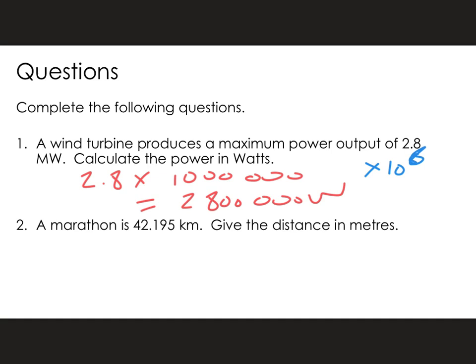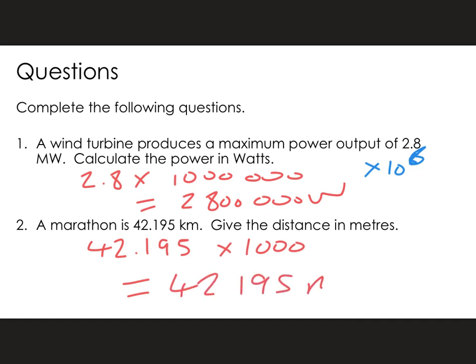The next example is saying that a marathon is 42.195 kilometers. I want you to give the distance in meters. So if you remember back to the previous table on the previous slide, the kilometer is 1,000 meters. So I need to multiply that by 1,000. So I take the 42.195 and I times by 1,000, and that will give you an answer of 42,195 metres. Again, you could have used the standard form symbol, times 10 to the 3 there if you wanted to.